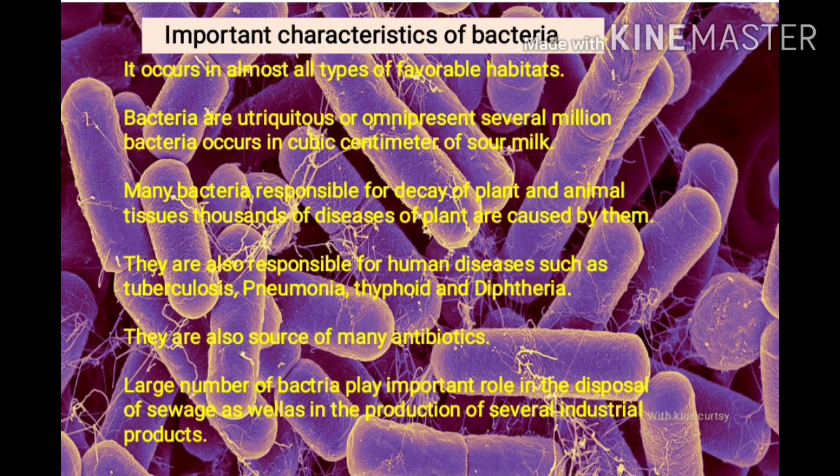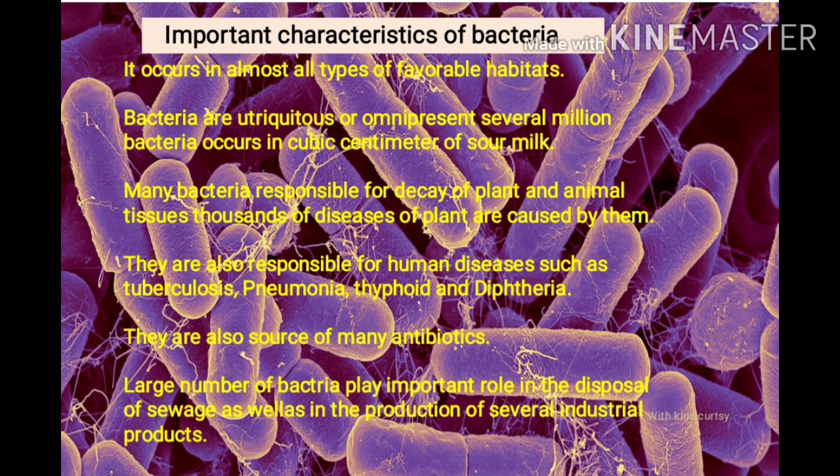It occurs in almost all types of favorable habitats. Bacteria are ubiquitous or omnipresent. Several million bacteria occur in a cubic centimeter, particularly in sour milk, that means in dahi. Many bacteria are responsible for the decaying of plant and animal tissues.